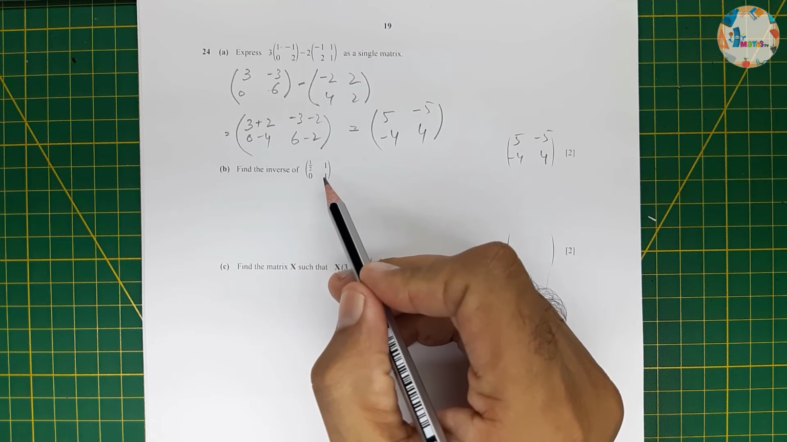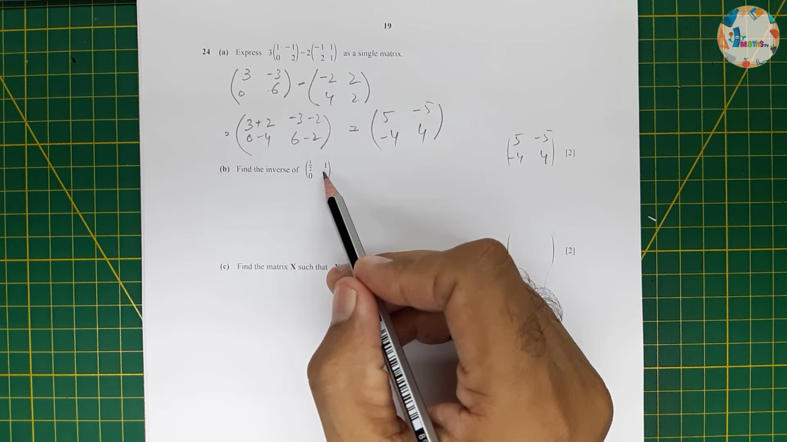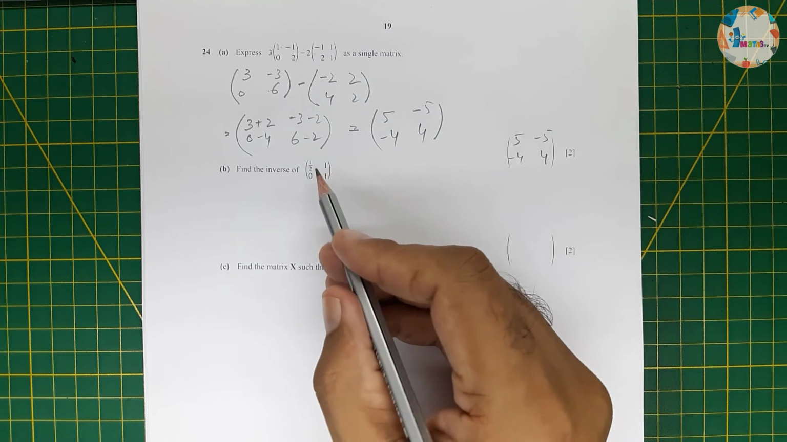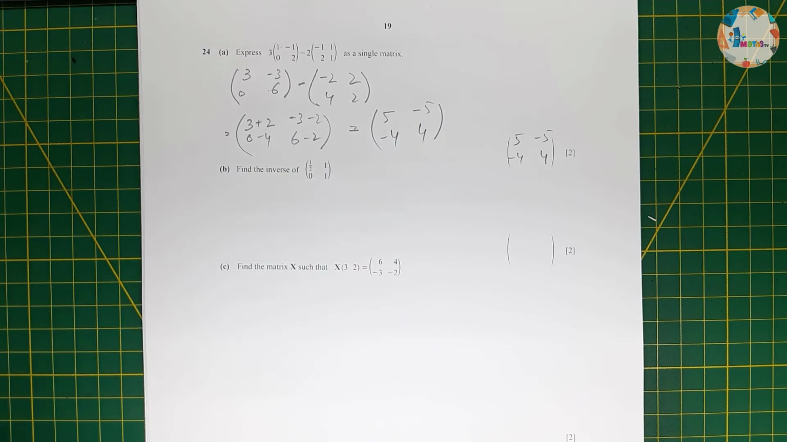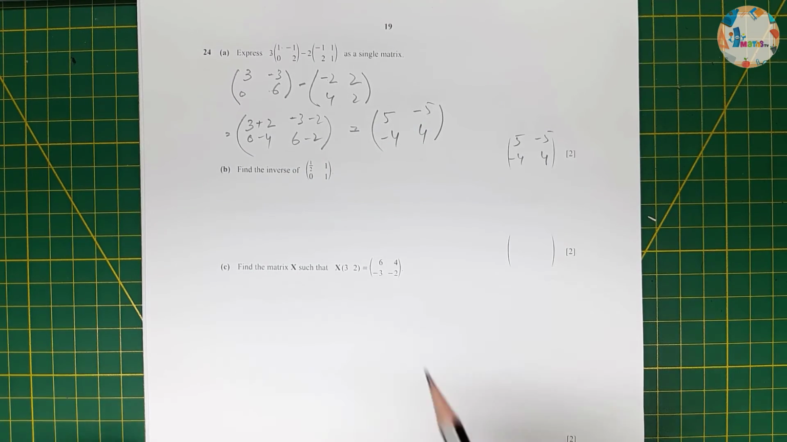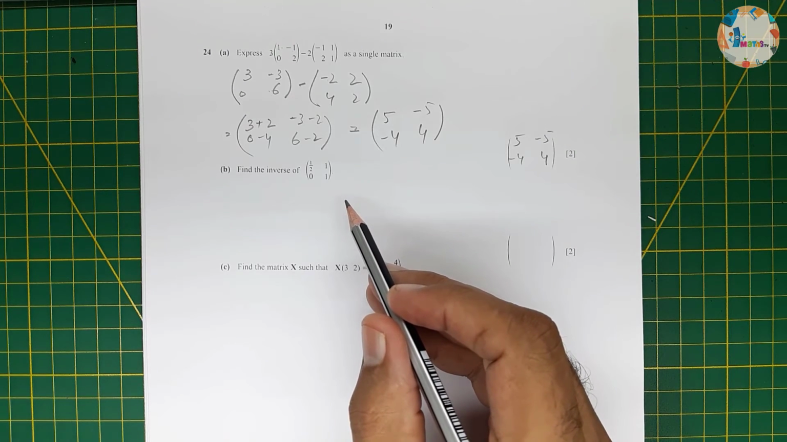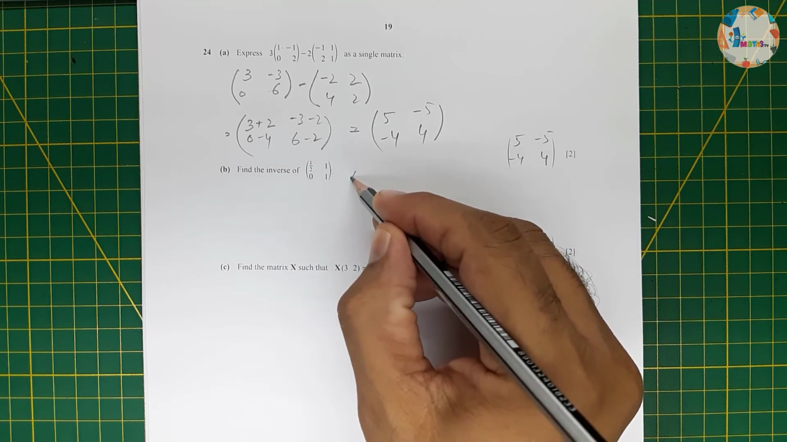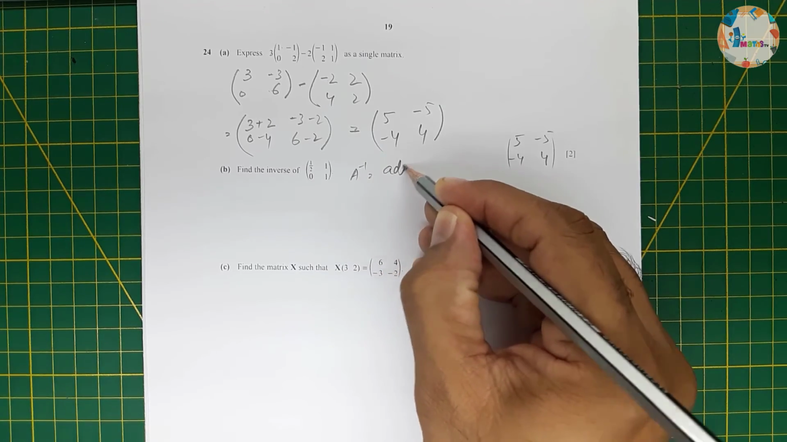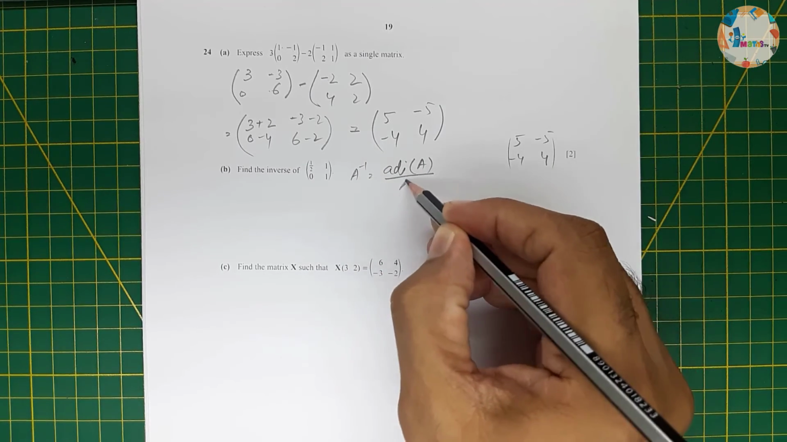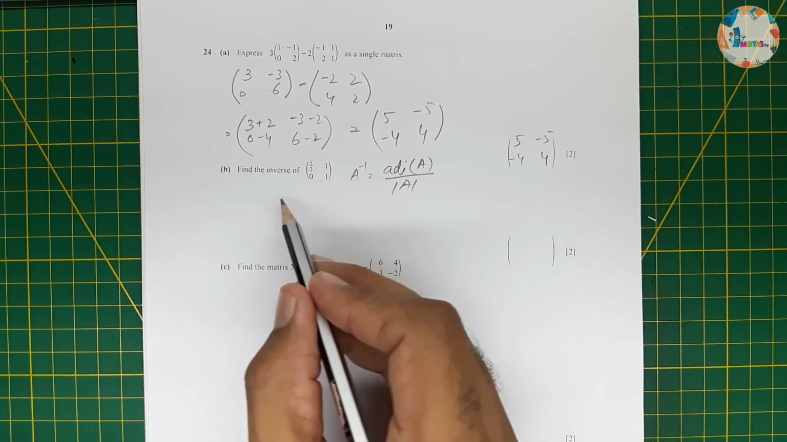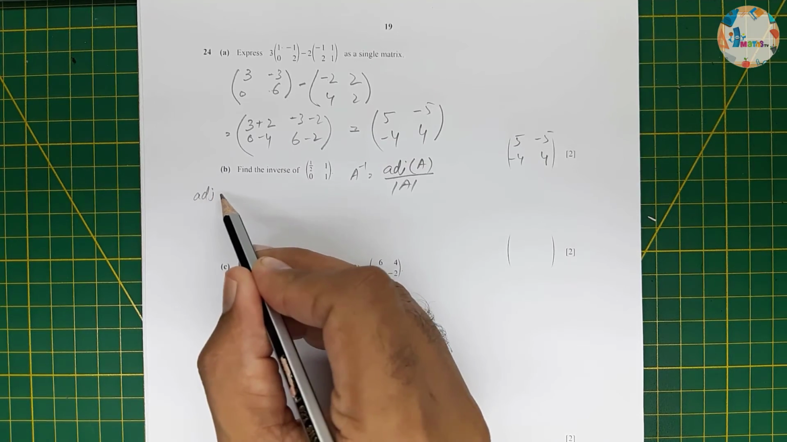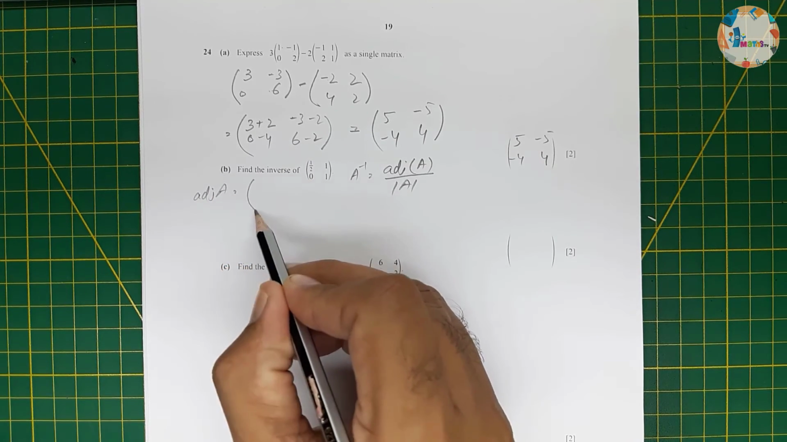Find the inverse of this one. We have to find the inverse of this matrix. This is 2 marks, so the inverse of basically this B part. To find the inverse of this B part, we know that A inverse is equal to adjoint of A over A mod. This is the formula which we will be using for this, and the adjoint of A is changing the location of these. So we can write the adjoint of this given matrix is equal to what?